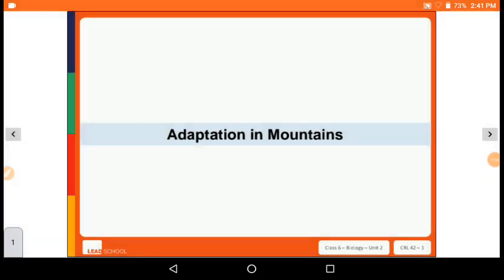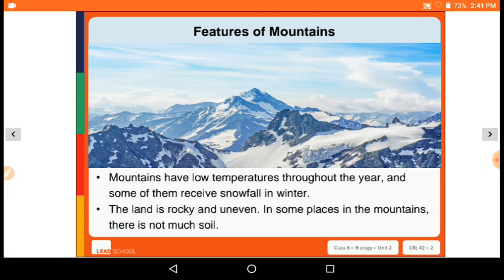Now the next topic is adaptation in mountains. वहाँ पे किस तरह से animals और plants adapt कर सकते हैं. So mountains have a low temperature throughout the year, and some of them receive snowfall in winter. मोस्टली वहाँ का टेम्परेचर काफ़ी कम रहता है और उसमें से काफ़ी सारे एरिया के अंदर तो स्नोफॉल भी रिसीव होता है विंटर टाइम के अंदर. The land is rocky and uneven. In some places in the mountains there is not much soil.